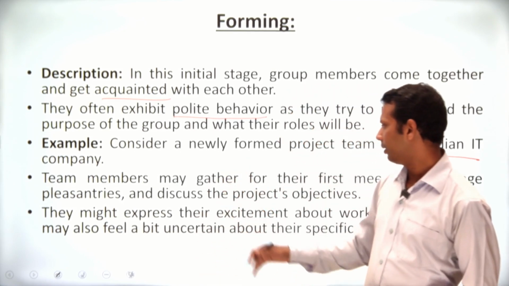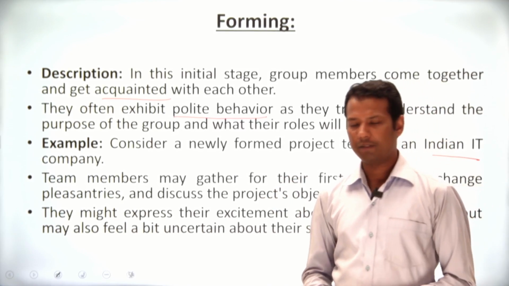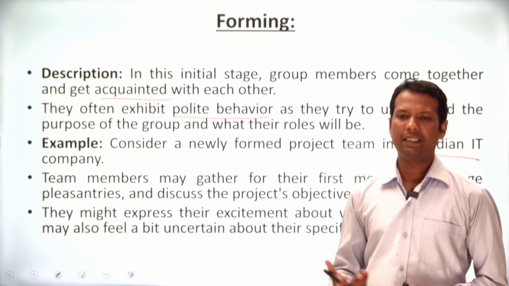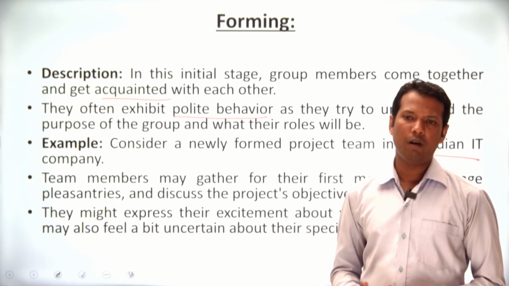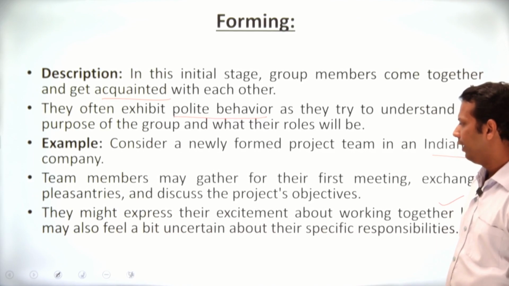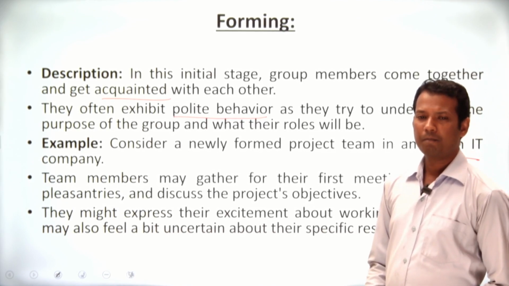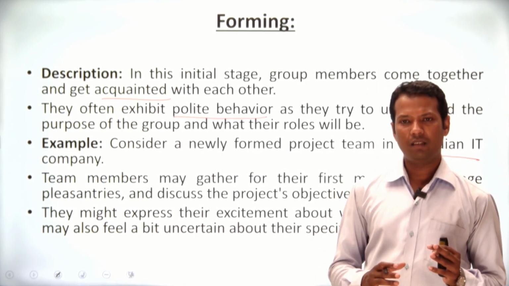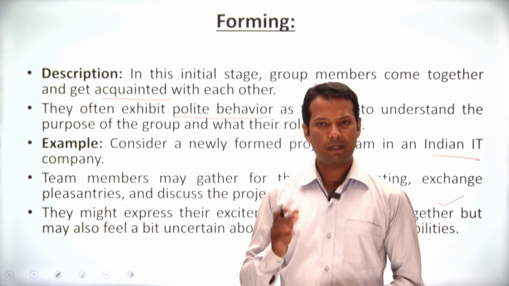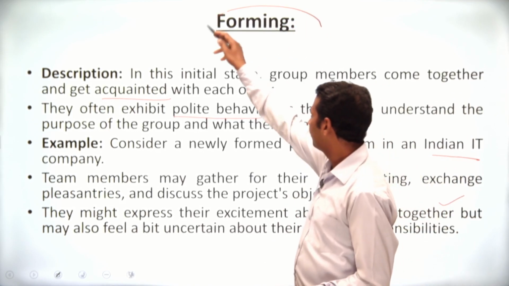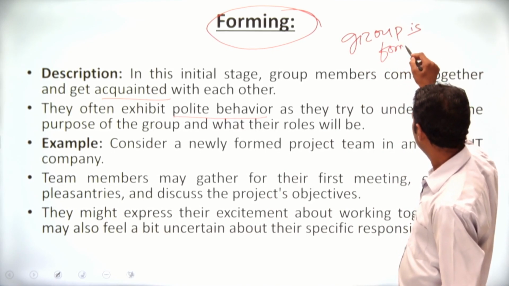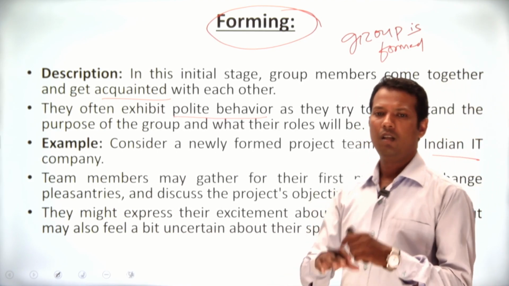The team members gather for their first meeting, exchange pleasantries and discuss the project's objectives, what exactly they are going to do in that team, and what roles they will be offered. They might express excitement about working together, but they also feel a bit uncertain about their specific responsibilities. They are excited that the team has been formed, but uncertain about what roles and responsibilities they will be offered. So this is all about the process called forming. When a group is being formed, the entire procedure is known as forming.